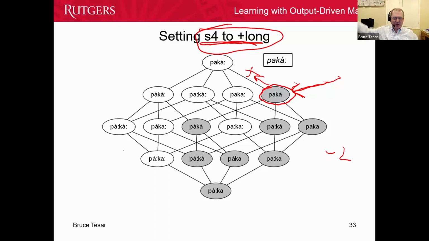What does it take for me to evaluate that? I evaluate one point, the one at the very top of the sublattice. So it completely undercuts that exponential growth.